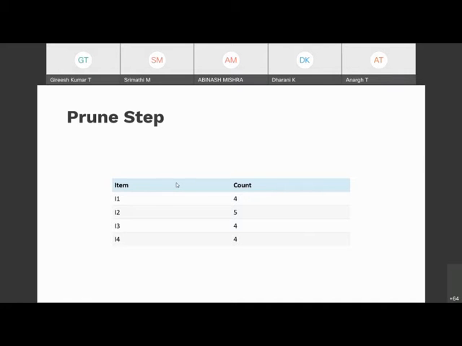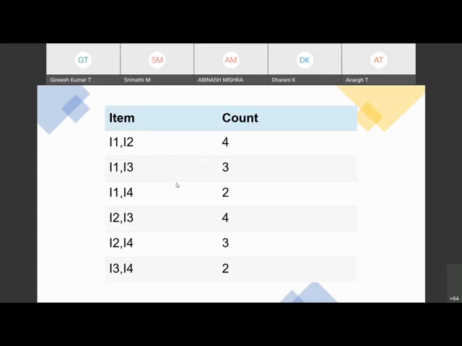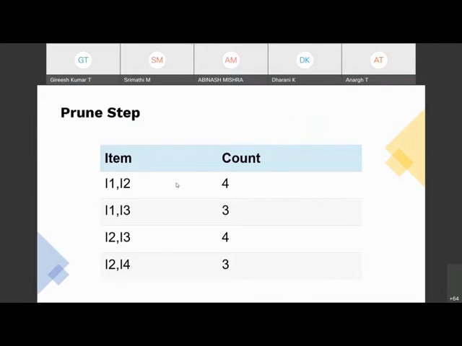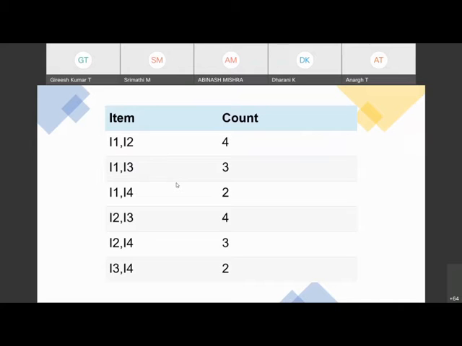So we'll see what the combinations are. Taking two at a time: item number 1 and item number 2, item number 1 and item number 3, item number 1 and item number 4, item number 2 and item number 3, item number 2 and item number 4, and item number 3 and item number 4. Okay, so these are the items. Now what you have to do is take two at a time.